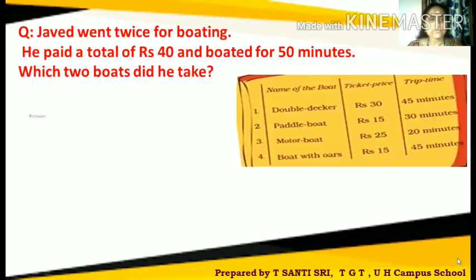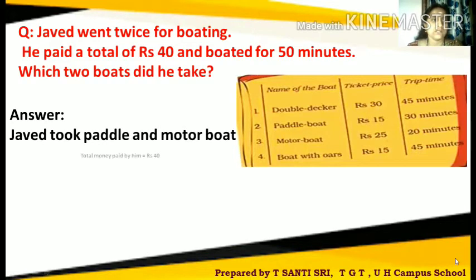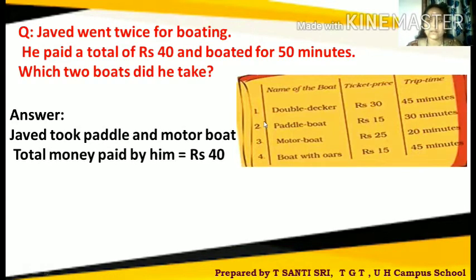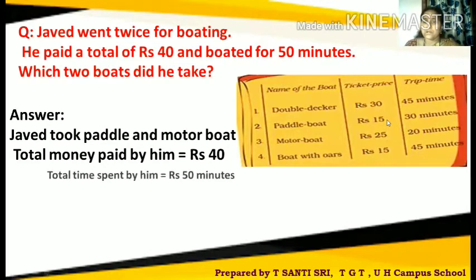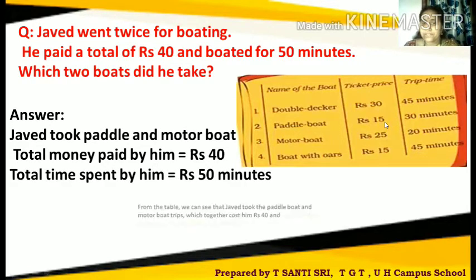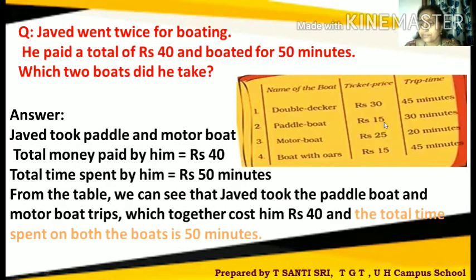Javed went twice for boating. He paid a total of 40 rupees and boated for 50 minutes. Which two boats did he take? Observe the table. Where will we get 40 rupees? For which two boats will we get 40 rupees? For paddle boat and motor boat. While adding the time also we will get 50 here. So Javed took paddle and motor boat.